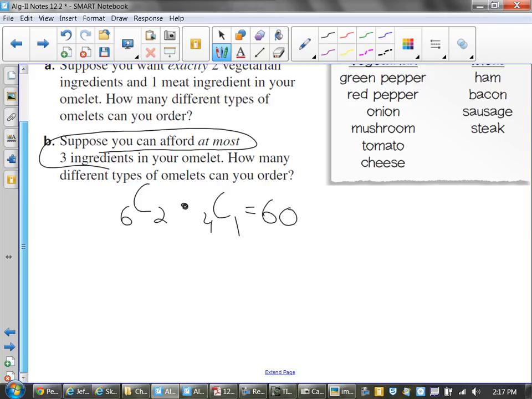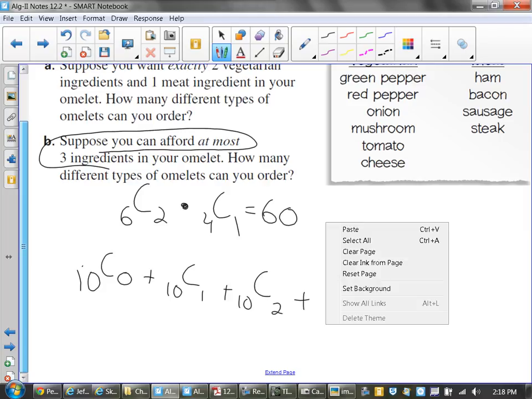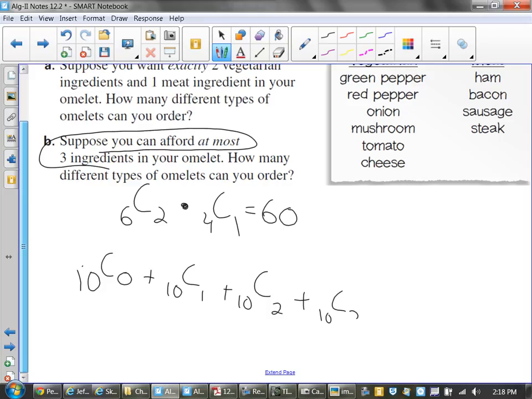In this case, when you can afford at most 3, you have to figure out how many different combinations of nothing could you make, how many different combinations of just picking 1, how many different combinations of 2. So you're adding those different combos up. How many total ingredients were there? 10. So 10 choose 0, plus 10 choose 1, plus 10 choose 2, plus 10 choose 3. You can type those all separately and add them all up, or you can type it all in as a string if you like, it'll still work.